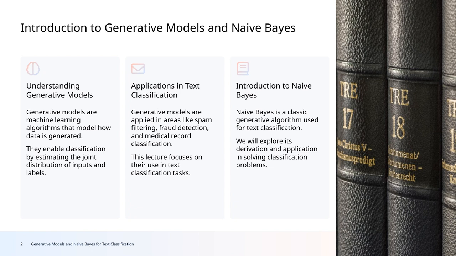They are machine learning algorithms that try to understand how data is created or generated. By modeling this process, they can help us classify new data points by estimating the joint distribution of inputs, like words or features, and their associated labels. This understanding is key because it allows us to see how generative models, including naive Bayes, can effectively distinguish between different categories based on how the data was generated in the first place.